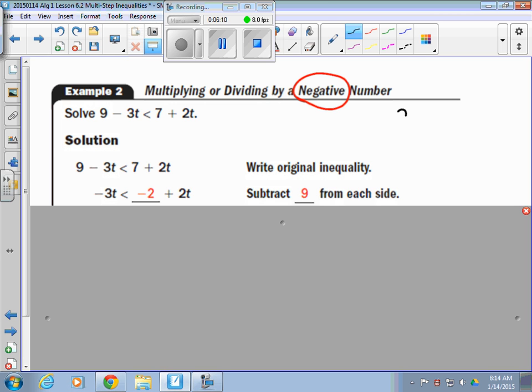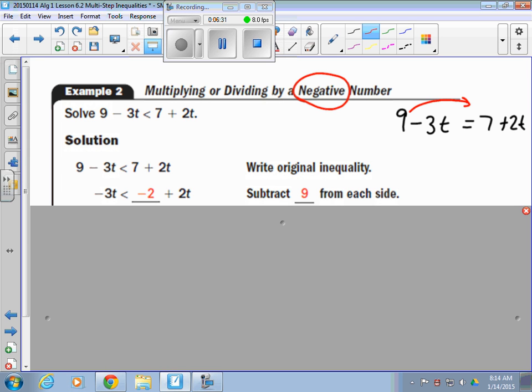9 minus 3t equals 7 plus 2t. Again, notice I just subbed in, just for the time being, an equal sign. Now, on their first step, it says to subtract 9. That's fine. Another way we could have done it is we could have collected all of the variables on one side first, moving this 9 over.